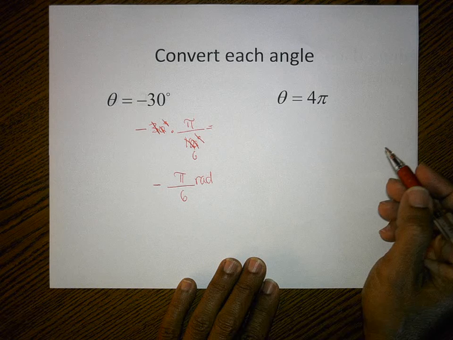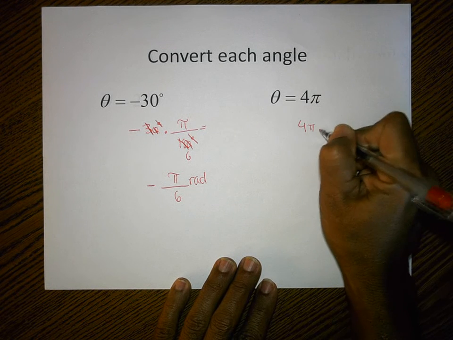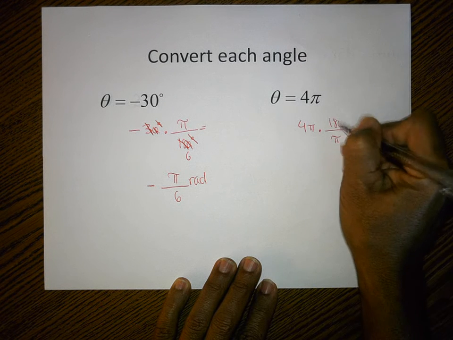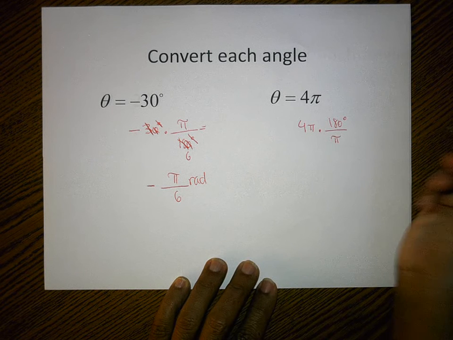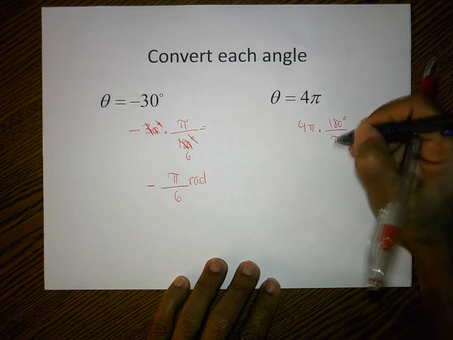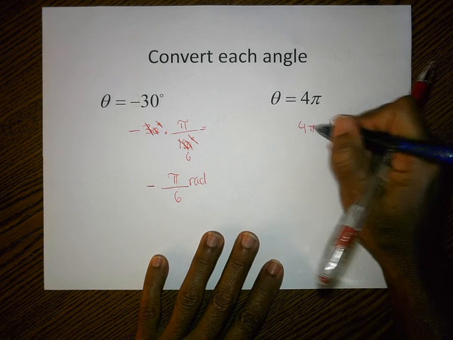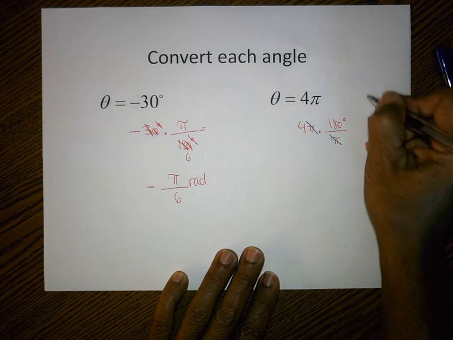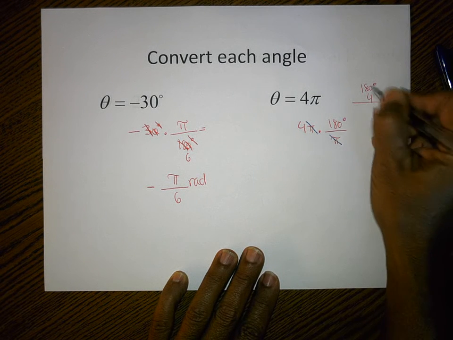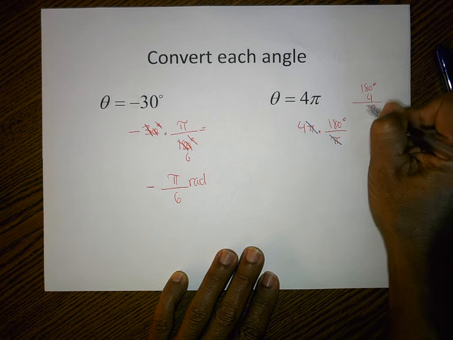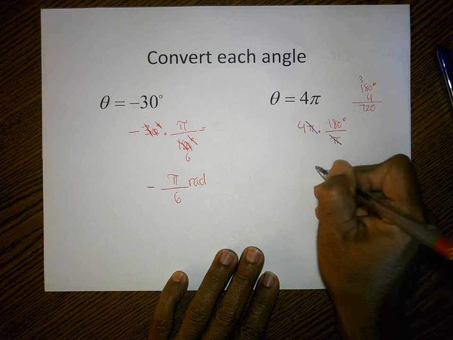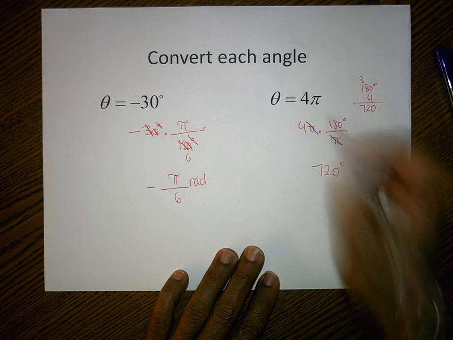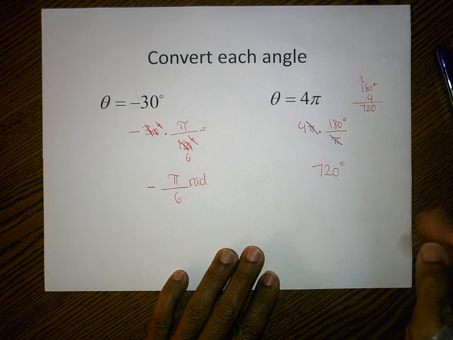How about 4 pi? Well, I have 4 pi times, I want the pi's to reduce, so we're going to put 180 on top, okay? So there you go. We are reducing the pi. Pi's are reduced, and 4 times 180: 4 times 0 is 0, 4 times 8 is 32, and 4 times 1 is 4, so 720 degrees, okay? It was positive 4 pi, positive 720 degrees.